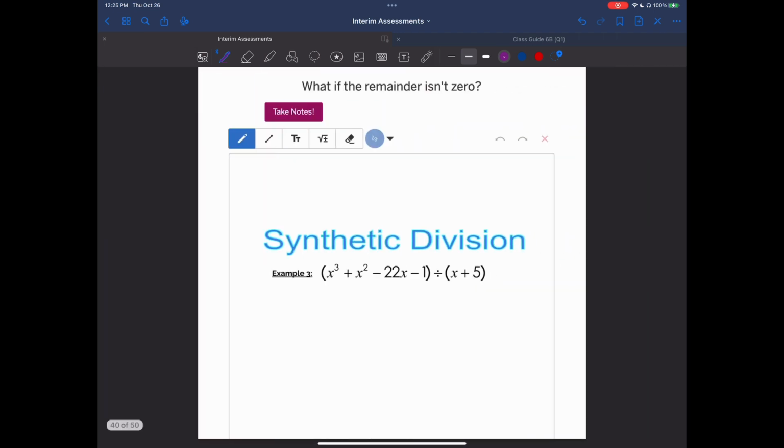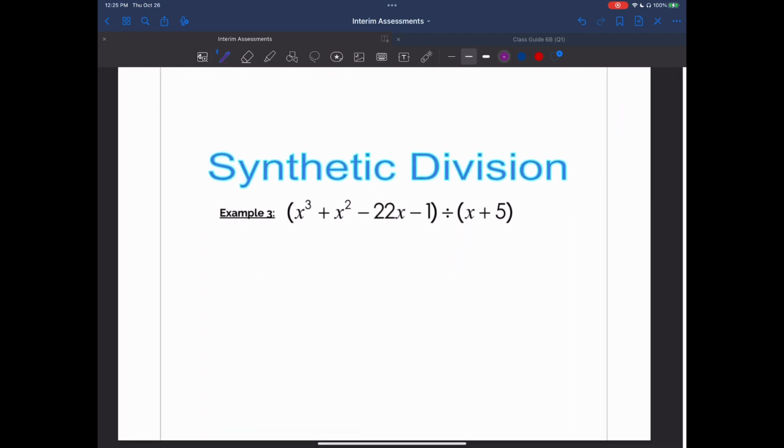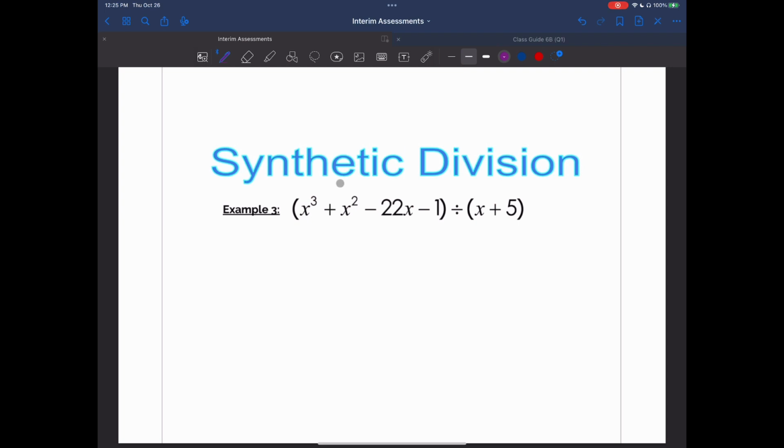Let's see, I'm going to go on from that a little bit. Let's speed this up a little. So it says, what if the remainder isn't 0? Okay, why don't you go ahead and try this one and see what you get for the remainder. If you want to pause it, I'm going to go ahead and do it right now. So I've got a -5 out here. Coefficients would be a 1, a 1, a -22, and a -1. So 1, 1, -22, -1.